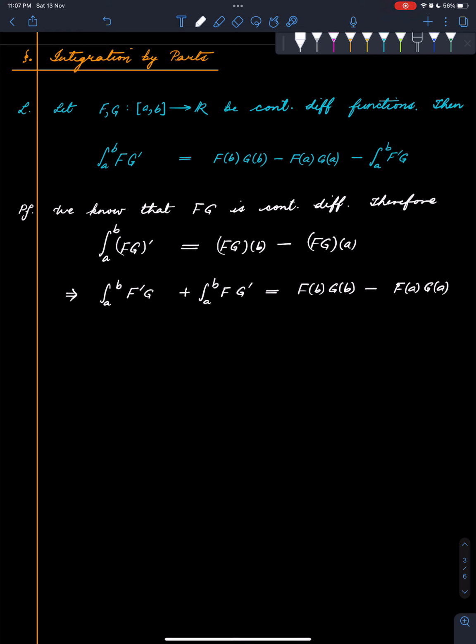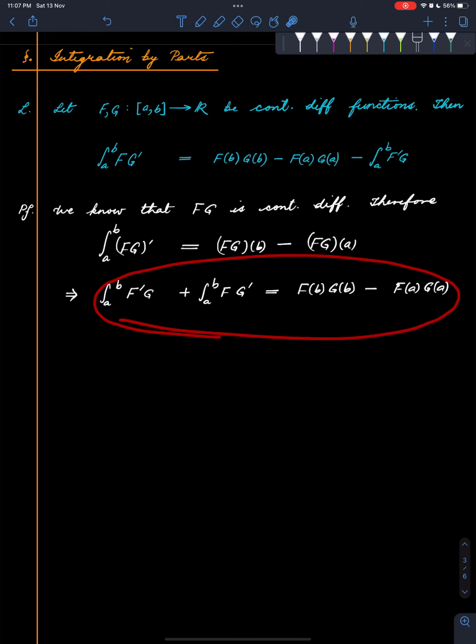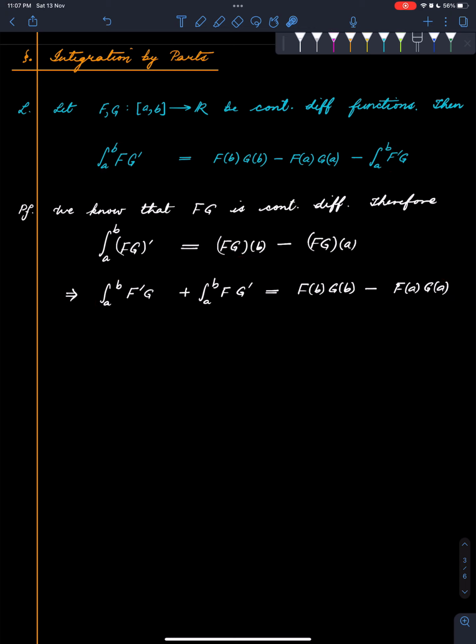We have that, and if you rearrange this, you get that. If you just rearrange the things, you get that. So as simple as that. It's just product rule and fundamental theorem of calculus.